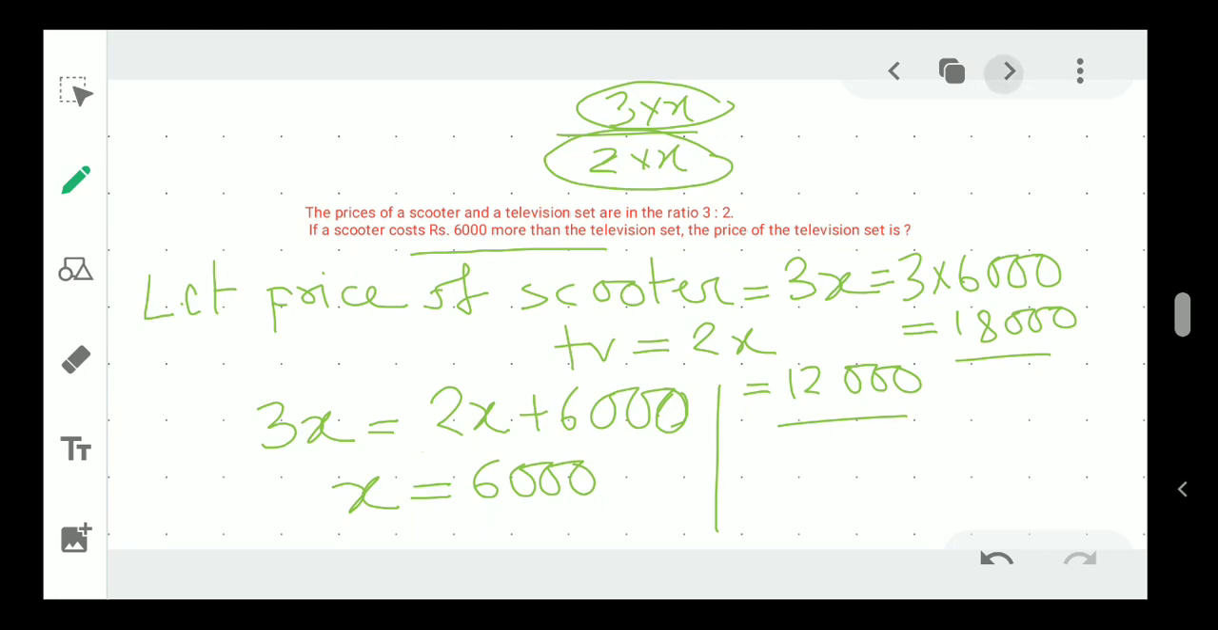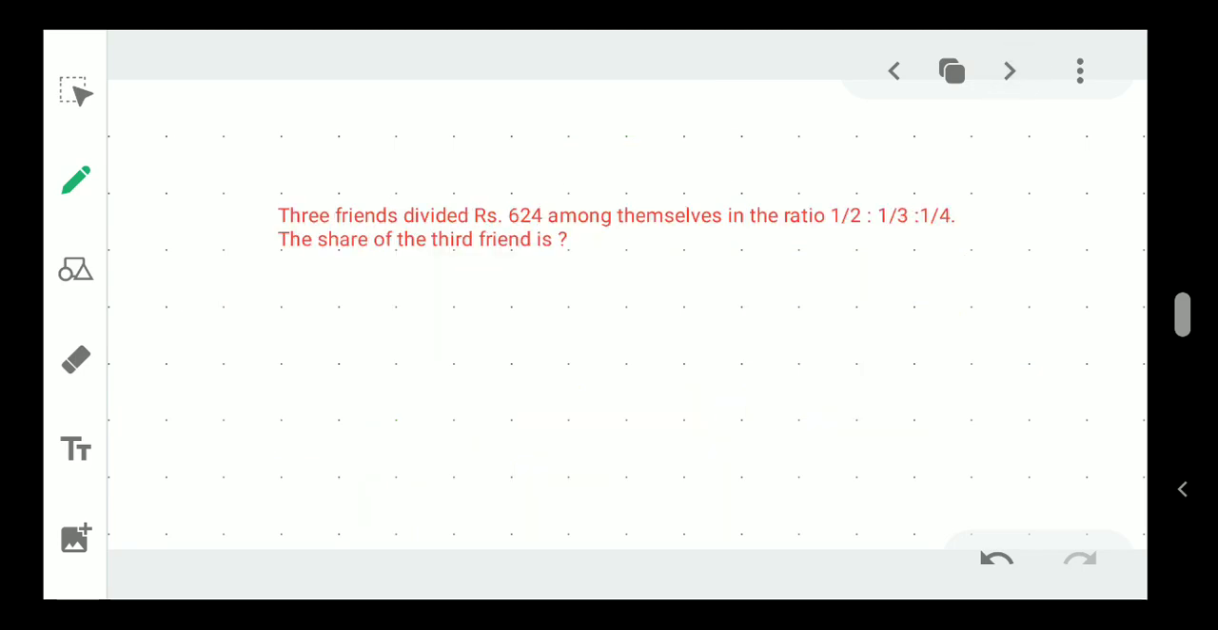so let us go into the next question. In some places you can see there are 3 quantities in a ratio. So in that case what will we do? The question is: 3 friends divided 624 rupees among themselves in this ratio. So half of the total money somebody has taken, one third of the total money somebody else has taken, and one fourth of the total money somebody else has taken.